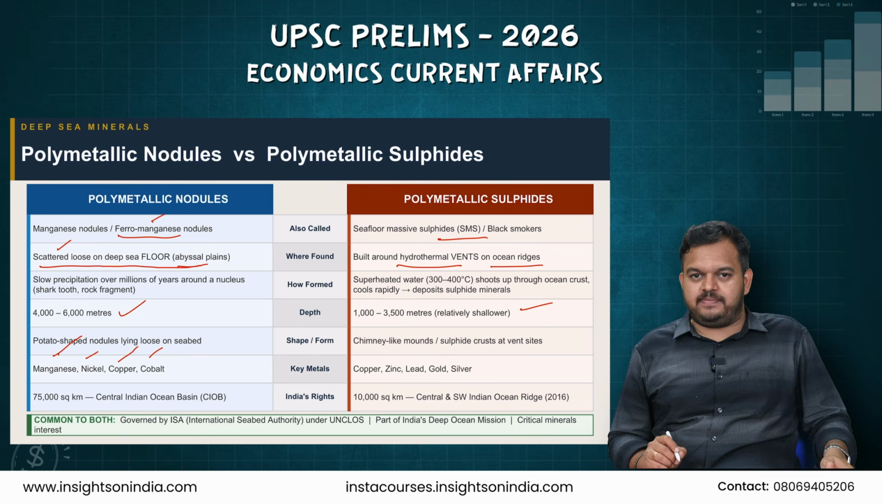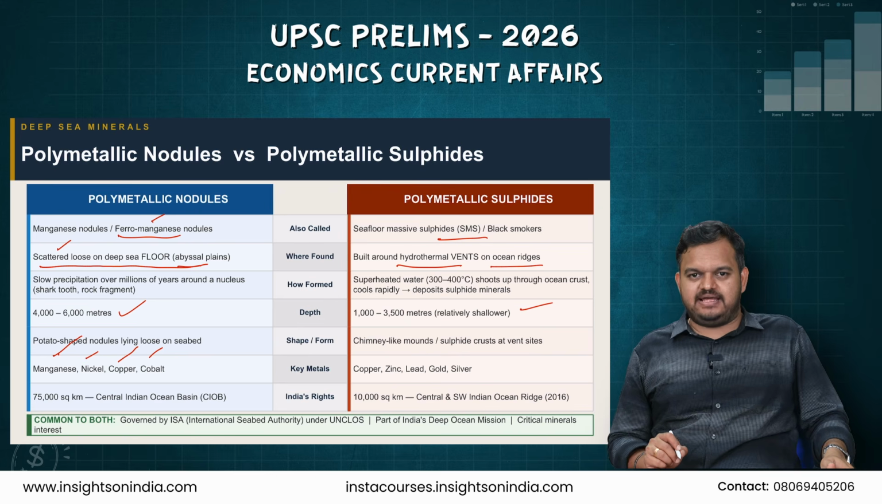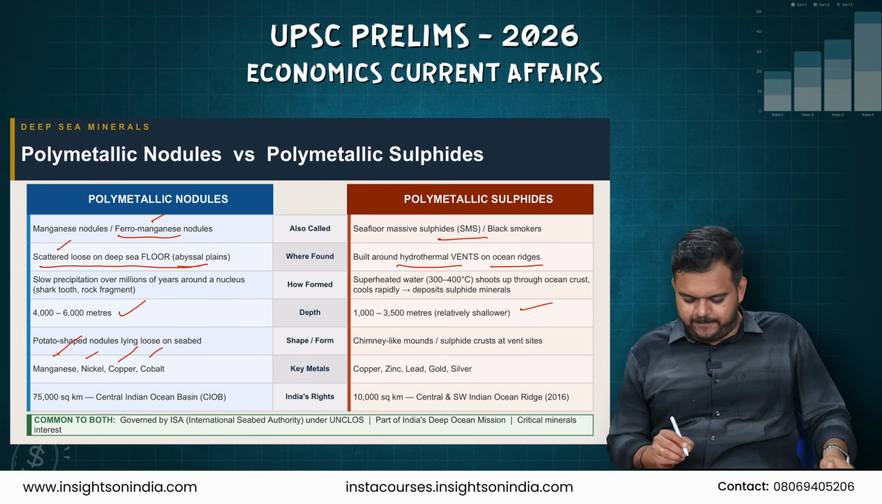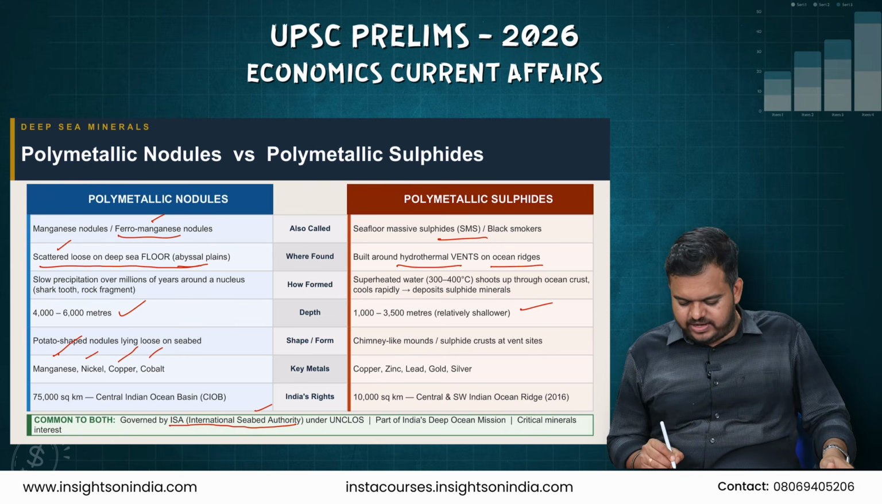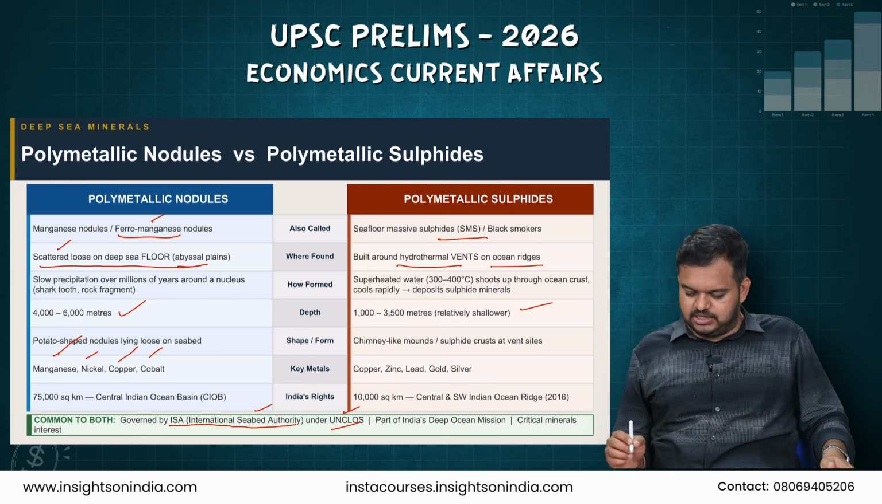But who grants permission to explore and mine those minerals? It can be polymetallic sulphides or nodules. It will be the International Seabed Authority under the UN Convention on the Law of the Sea. Understood?